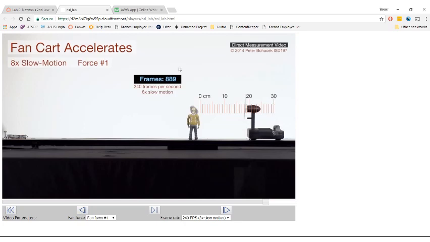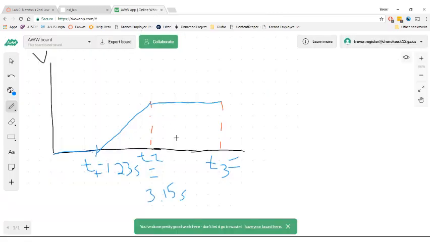I see over here that's frame 889, and to convert that to seconds, I do 889 divided by the frame rate, which is 240. And so I get 3.704. So I go back over here: 3.704 seconds.